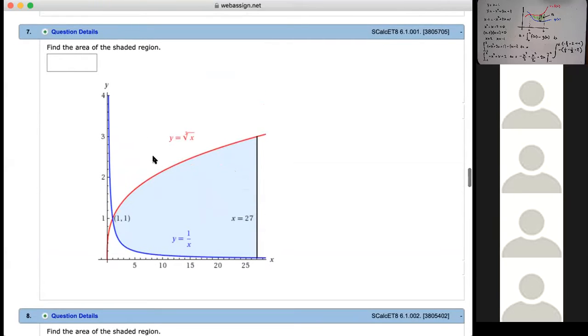So for example, problem 7 here, we have the function y equals the cube root of x, and the other function is y equals 1 over x. And a nice thing that they've done here is they've actually labeled the intersection point (1, 1). But if we didn't have that, we could set 1 over x equal to the cube root of x, cube both sides, and you'd end up with the equation x equals 1. And our upper endpoint is 27 here. So for this problem, we'd set up the integral from 1 to 27, right? Those endpoints of integration are always x values. And our integral would be the cube root of x, because that's the upper function, minus 1 over x.